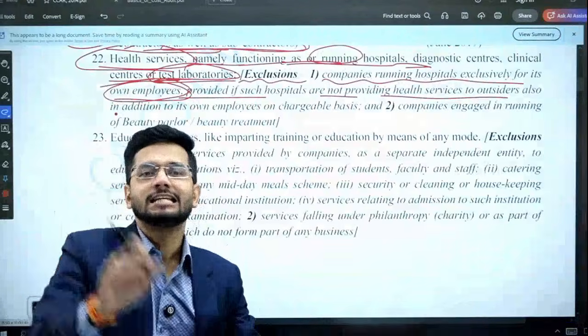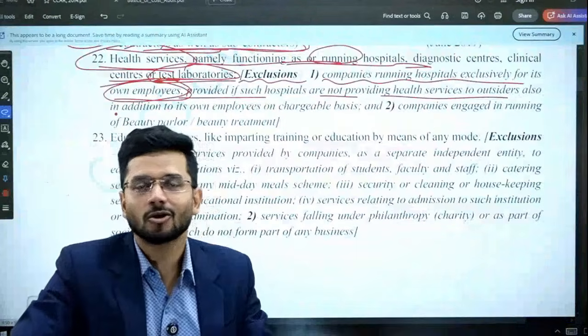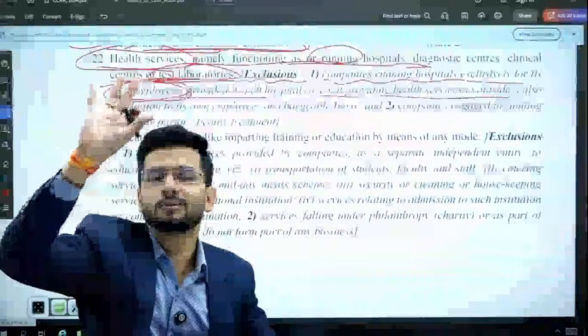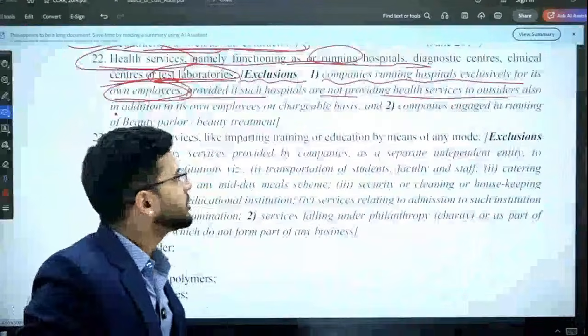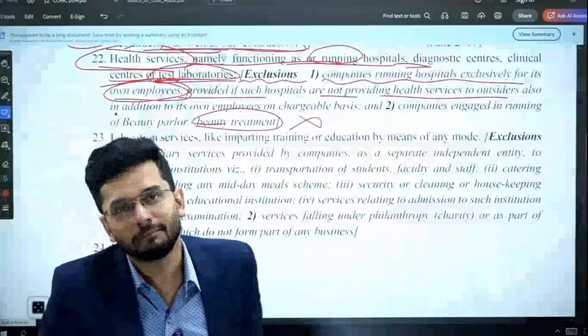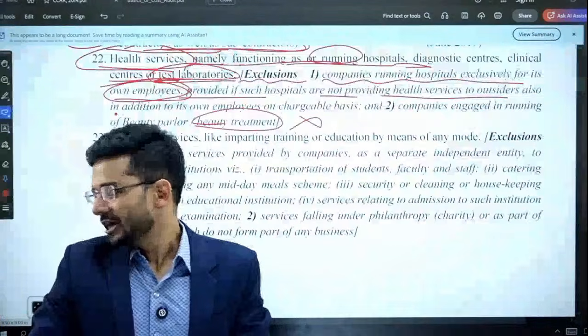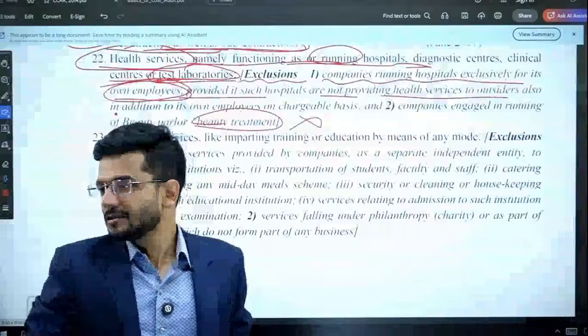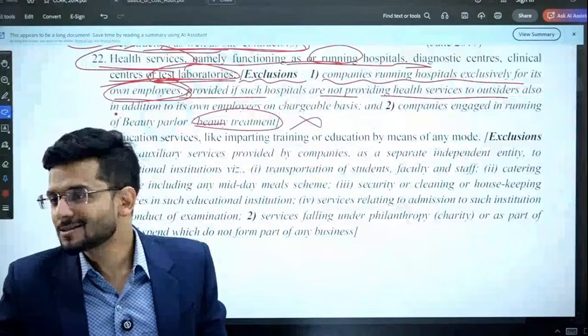So all your VLCC, Batra's clinic and the cosmetic surgery and all the allied industries are excluded from cost audit. Cost records are not required to be prepared. Cost audit is not required for any kind of beauty parlors or any kind of beauty treatments. So yes, happy? All the girl students are happy by this exclusion?